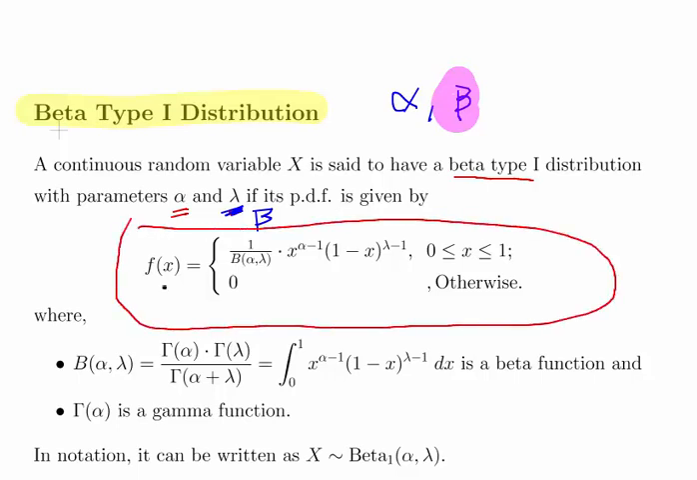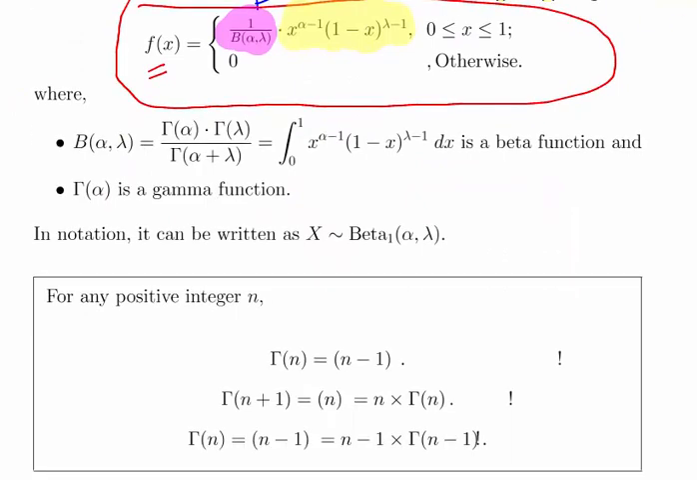F of x equals 1 over beta of alpha, lambda. That's the beta function, or rather the inverse of the beta function. And this expression here, x to the power of alpha minus 1 times 1 minus x to the power of lambda minus 1 for 0 less than or equal to x less than or equal to 1. Now, there are a couple of things to remark upon here, and a couple of the key things are really down here in this part.